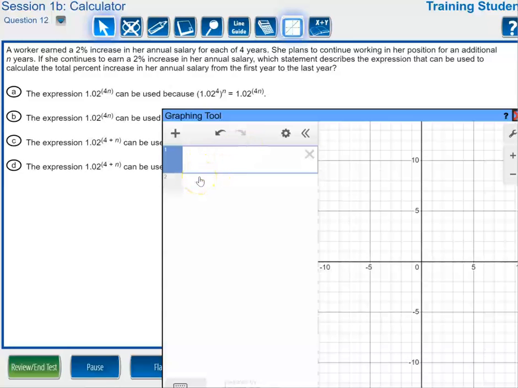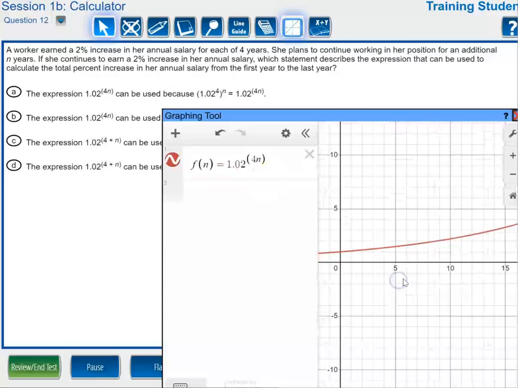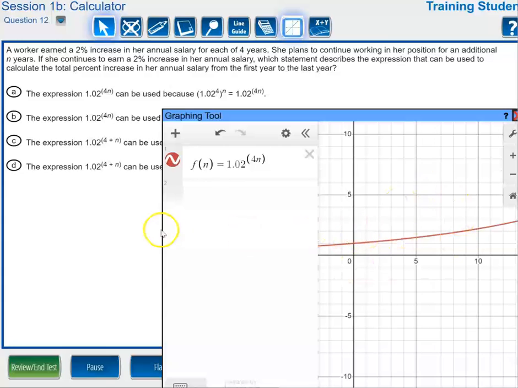The worker had an increase of 2% in her salary for each of 4 years. She plans to continue working for an additional n years, and she's going to earn 2% each of those years. So 1.02, I call the multiplier, would be like the base of your exponential function. And since we're doing a function of n, I'm going to type f of n equals 1.02, and then I'm going to raise that, which is shift 6, to the 4n power. And so I have this function over here. You can zoom in if you want to see a little bit closer.